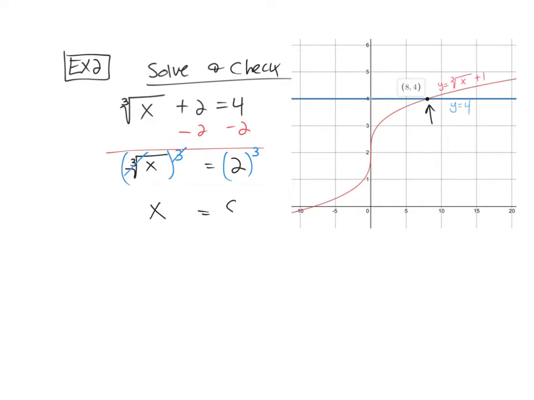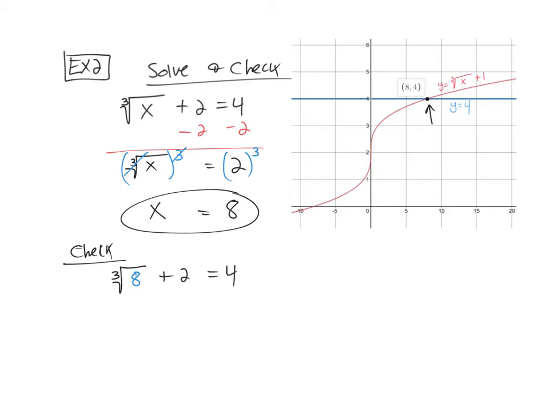And that's exactly what we wanted, right? So our intersection point is 8, and how do we check? Our check is going to be really important, and all we do is throw it back into the original equation. So the cube root of my new value, 8, and then all of that plus 2, does that equal 4? That's the real question.